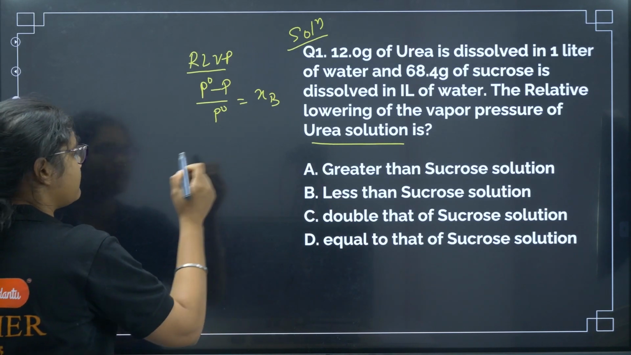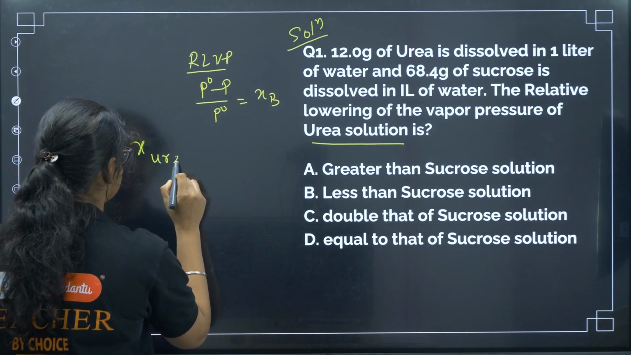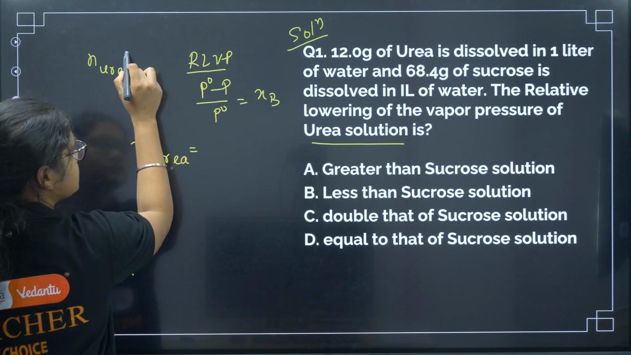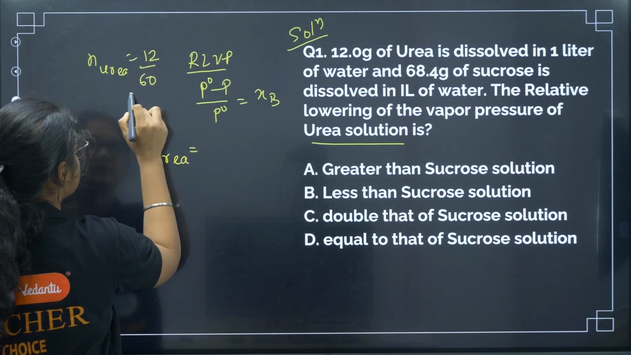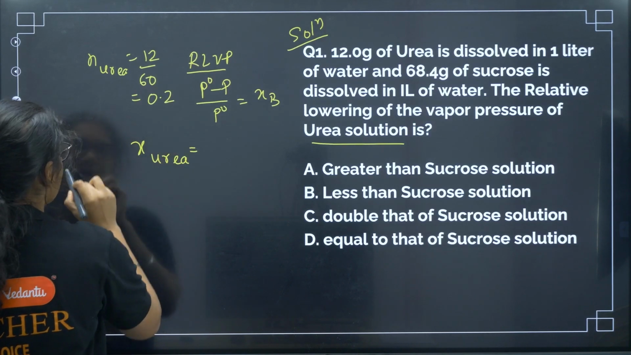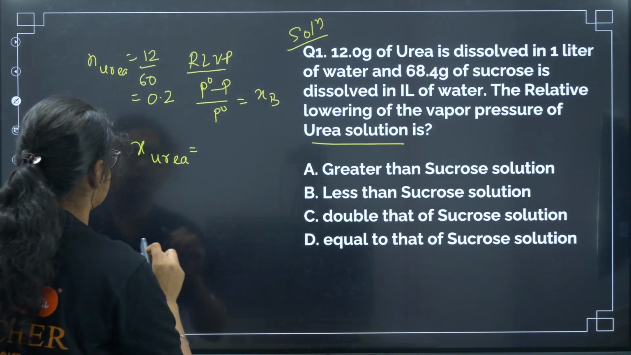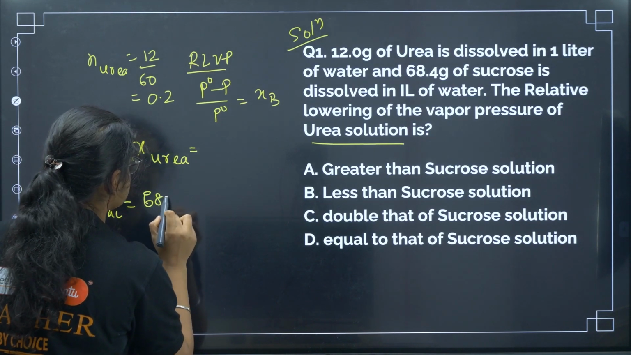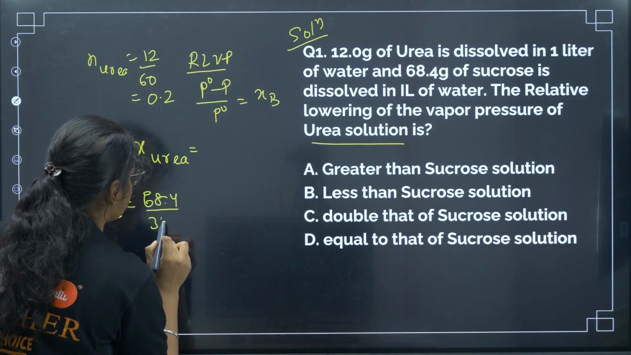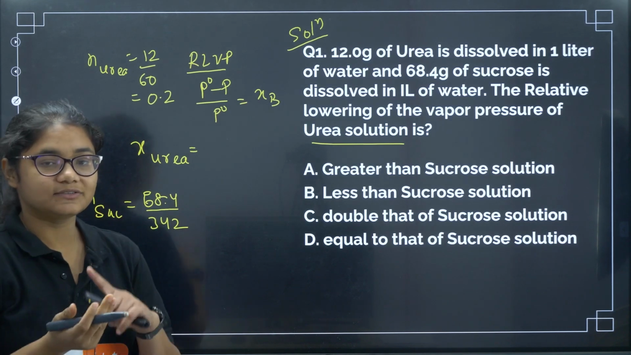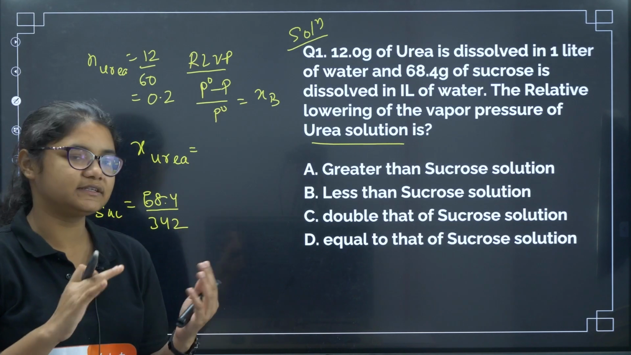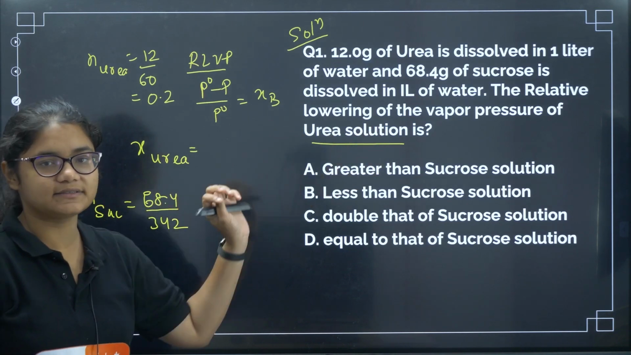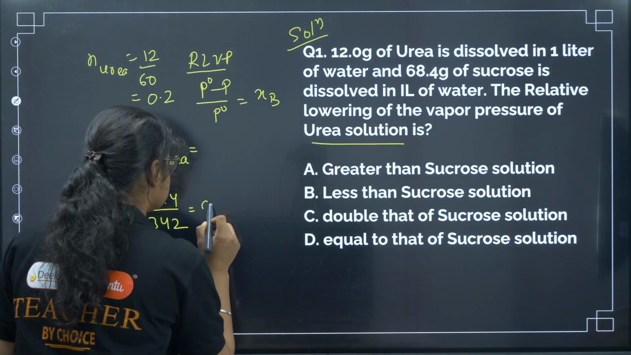First, for urea, let us first calculate the number of moles of urea, that is 12 by 60, given mass by molar mass, that is 1 by 5, or 0.2. And the number of moles of sucrose: 68.4 is the given mass, and we have 342 as molar mass. So please remember the molecular masses of sucrose, urea, and glucose. Many questions will be asked from these compounds. So it will also be 0.2.